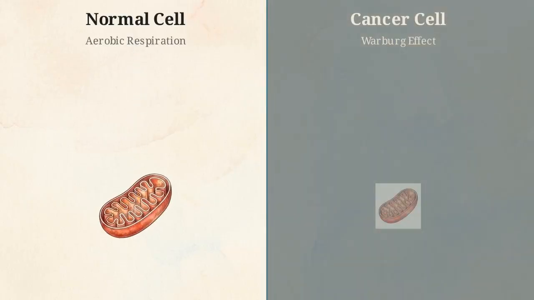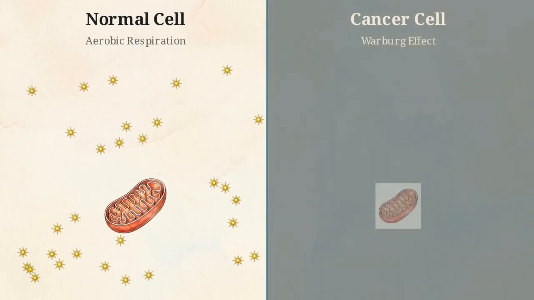On the left of this diagram, a normal cell routes glucose through the mitochondria for maximum yield. But on the right, the cancer cell frequently bypasses the highly efficient mitochondria entirely. It relies on rapid, inefficient glycolysis looping directly in the cytoplasm to secure its energy.